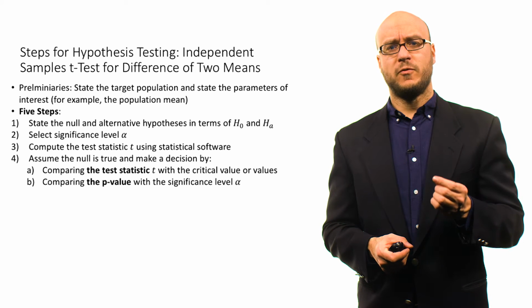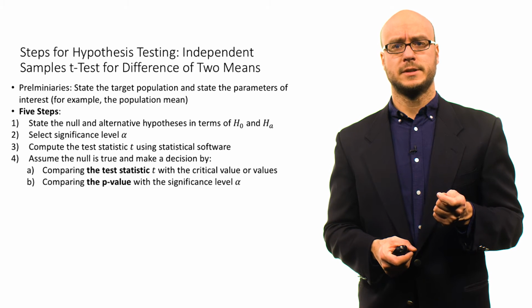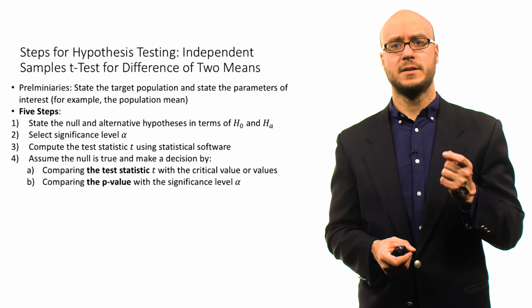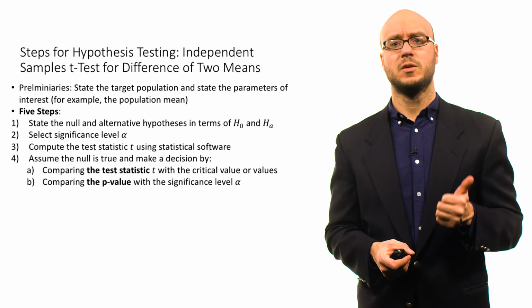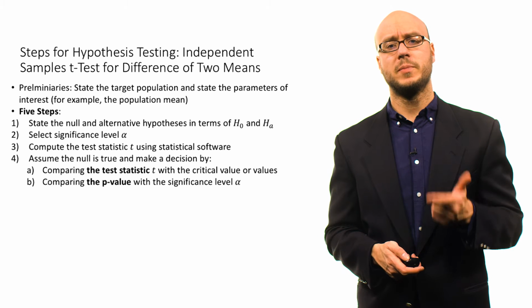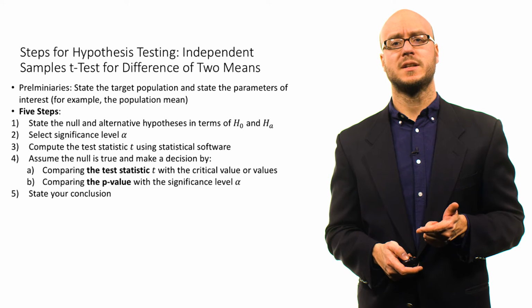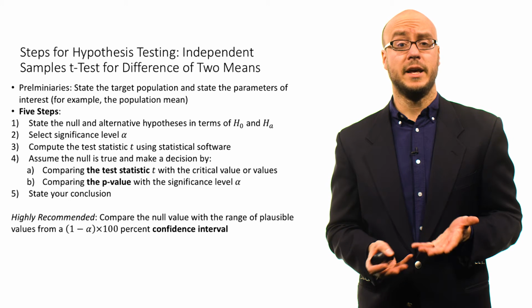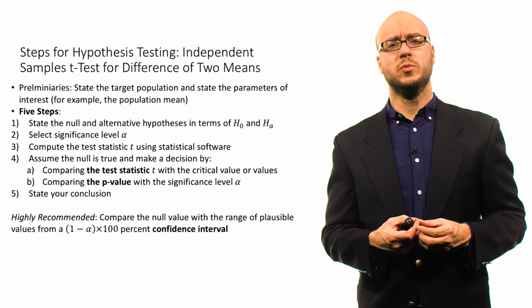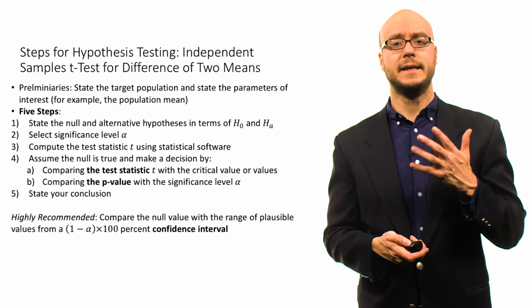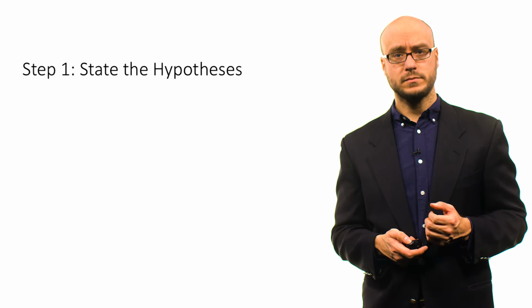And then for step 4, we will assume the null is true. Okay? So we're going to assume that the null is true, and then we're going to make a decision by comparing the test statistic with the critical value or values, and then we're going to compare the p-value with the significance level alpha, and then we're going to state a conclusion. And then, of course, I highly recommend that you actually calculate a confidence interval.